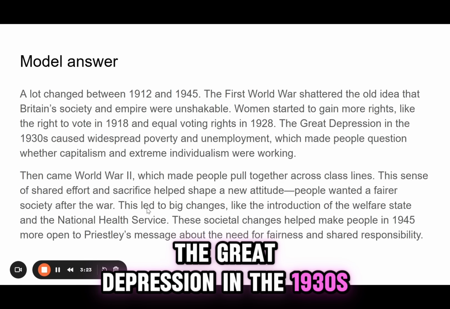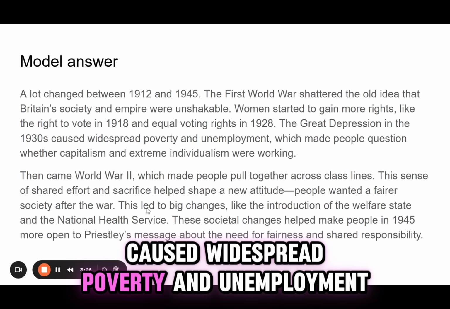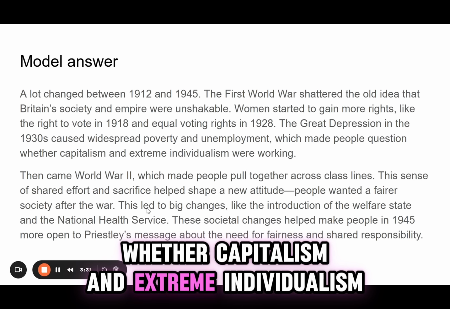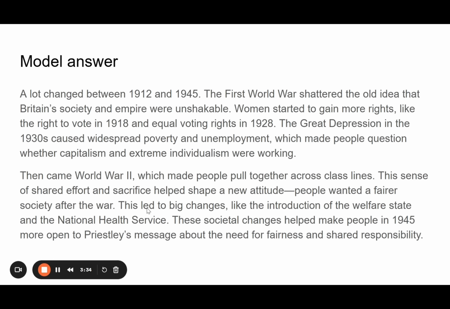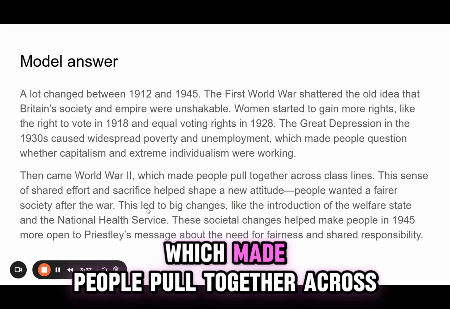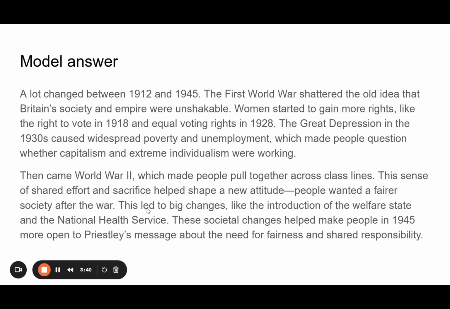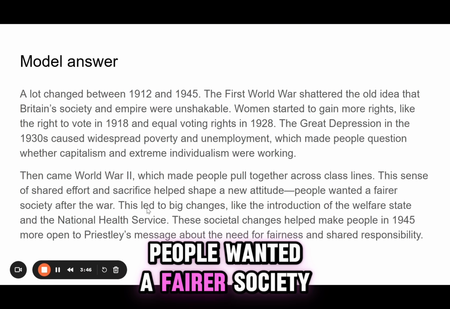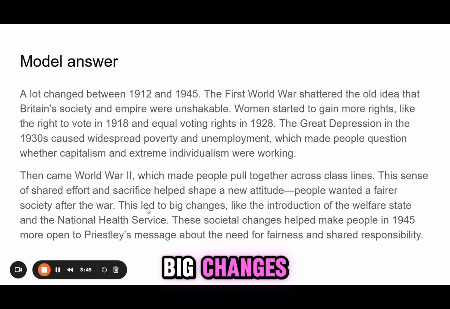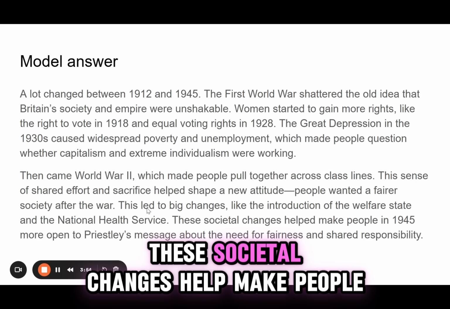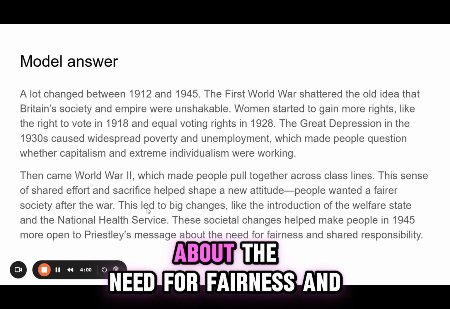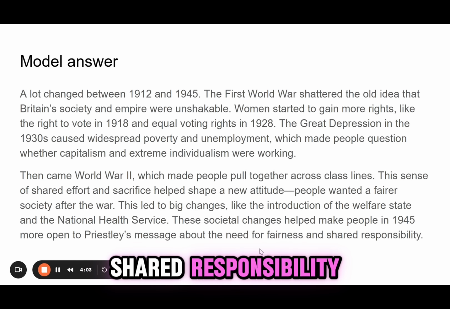The Great Depression in the 1930s caused widespread poverty and unemployment, which made people question whether capitalism and extreme individualism were working. Then came World War II, which made people pull together across class lines. This sense of shared effort and sacrifice helped shape a new attitude. People wanted a fairer society after the war. This led to big changes, like the introduction of the welfare state and the National Health Service. These societal changes helped make people in 1945 more open to Priestley's message about the need for fairness and shared responsibility.